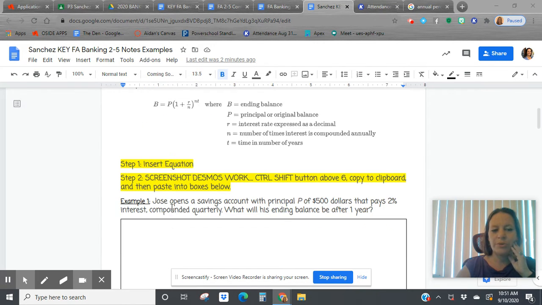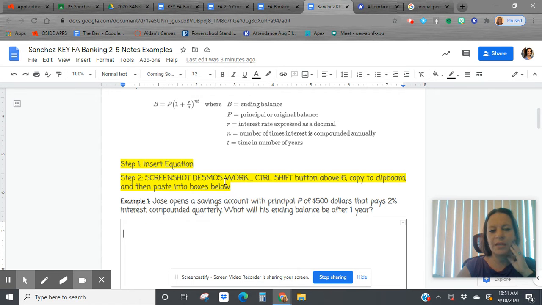So step 1, we're going to do insert equation into each of these boxes, and step 2, you're going to show your Desmos work. So Jose opens a saving account with principal of 500 that pays 2% interest compounded quarterly. So quarterly, recall, is going to be an n of 4. What will his end balance be after 1 year?